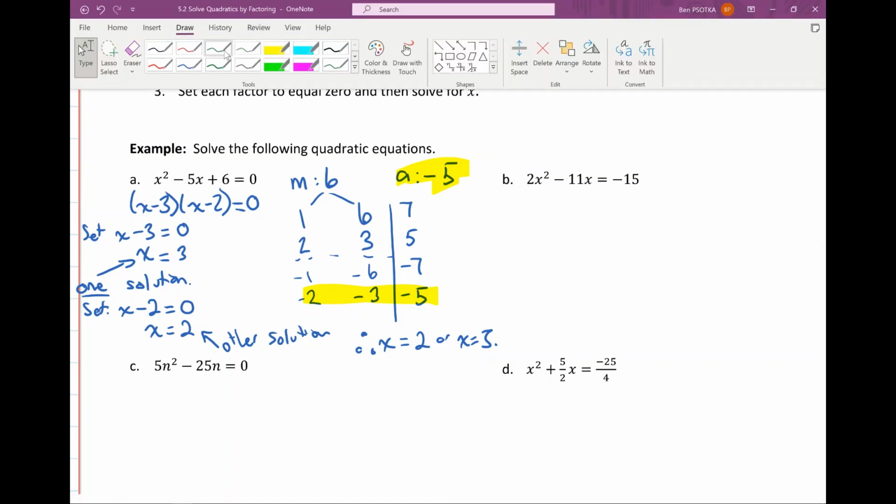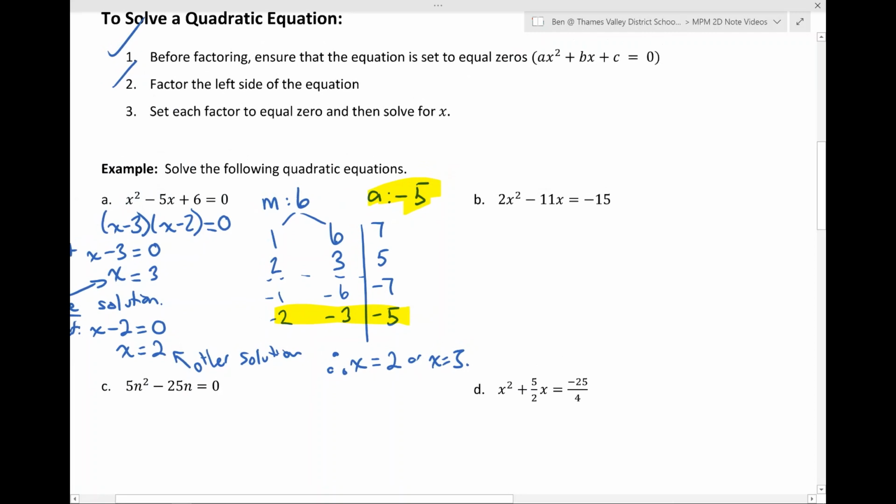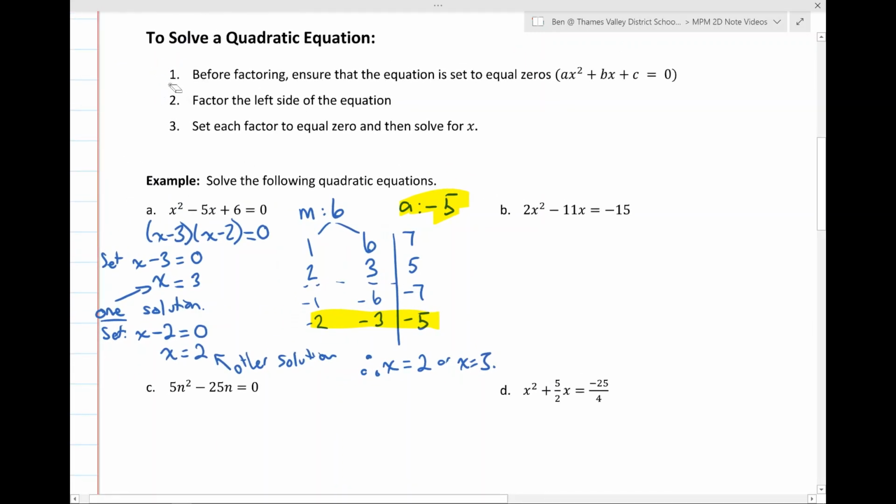If you think you're understanding it right now, you can pause the video, try it out on your own, and see how it works. But either way, we're going to go through it here. Before we factor, we have to make sure one side equals 0. Right now, is that true? No, my right side equals negative 15. So I need to rearrange this equation so that my right side equals 0. That means I'm adding 15 to both sides, leaving me with 0 on the right-hand side. That's 2x squared minus 11x plus 15 on the left-hand side.